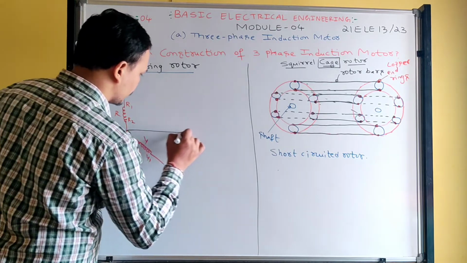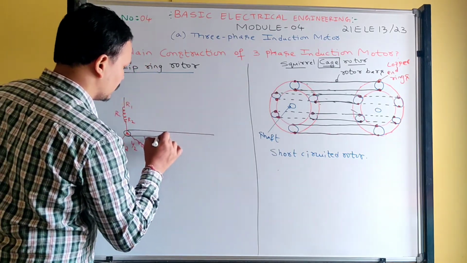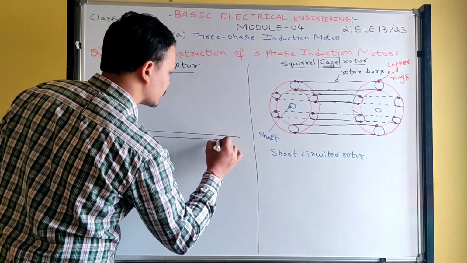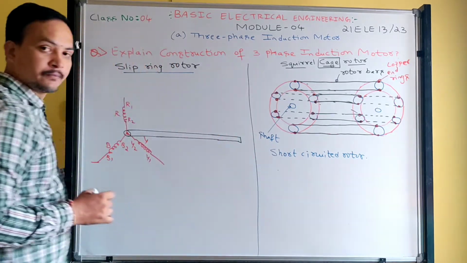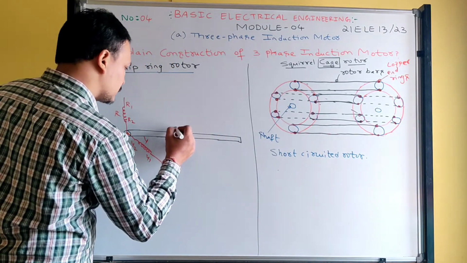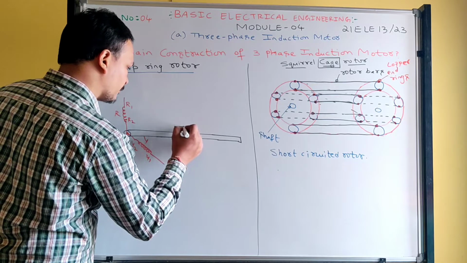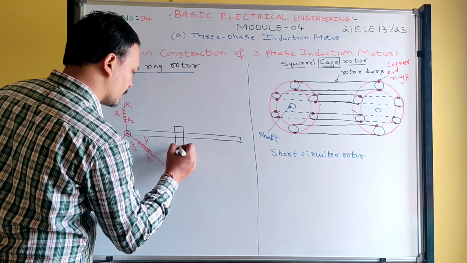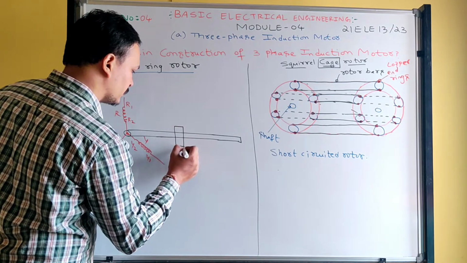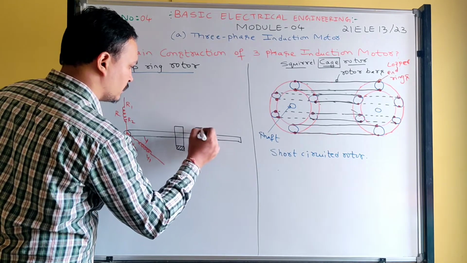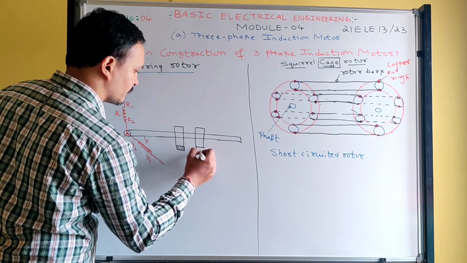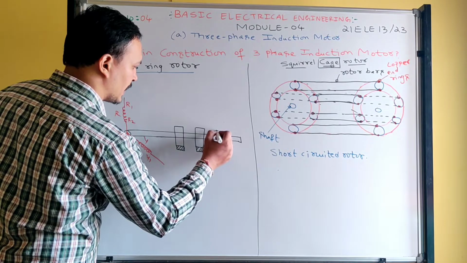It is mounted on the shaft. So this is called the shaft. Okay, and slip rings are mounted here. Slip rings are mounted on the shaft. What I am writing now, these are called slip rings. Slip ring and brush assembly.